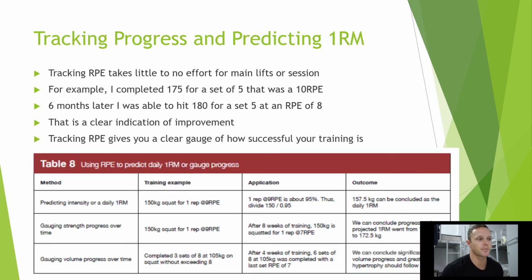Sweet. So how do we track progress and predict our 1RM using RPE and RIR? It takes little to no effort from main lifts or within a session. For example, if I completed 175 for a set of 5, that was a 10 RPE. Then 6 months later, I was able to hit 180 kilos for a set of 5 at an RPE of 8. Clear indication of improvement. I've been able to increase the load by 5 kilos and decrease the rate of perceived exertion by 2. Tracking RPE gives us a clear gauge of how successful our training is over a long period of time. Okay?